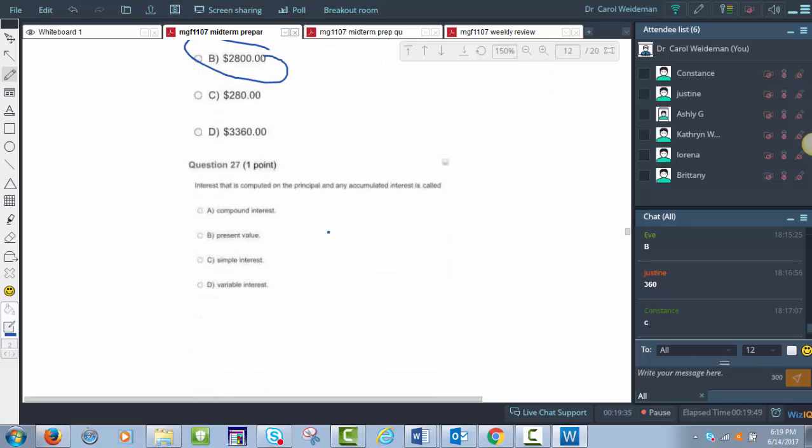All right, now we're moving into the compound interest. If you notice, the problems are in the order that we studied in the course. Interest that's computed on the principal and any accumulated interest is called what? Probably just gave you the answer for that one. What do we call that? Anybody? That's the compound interest.